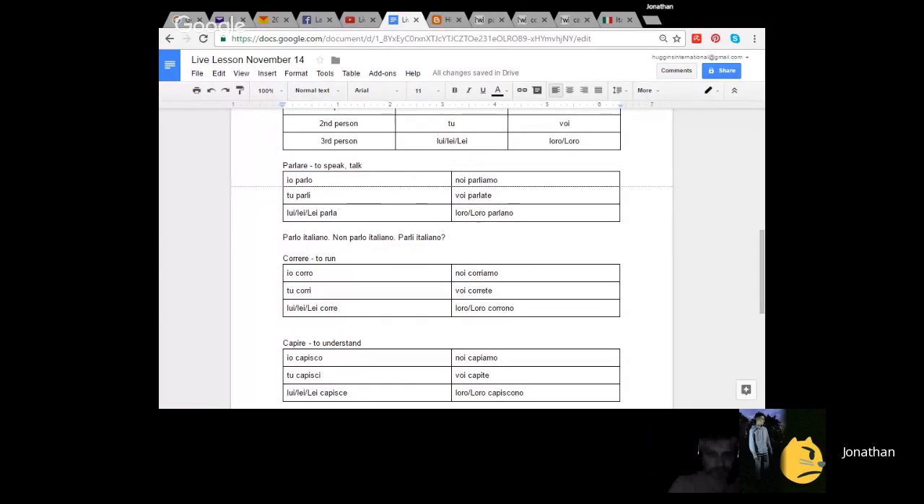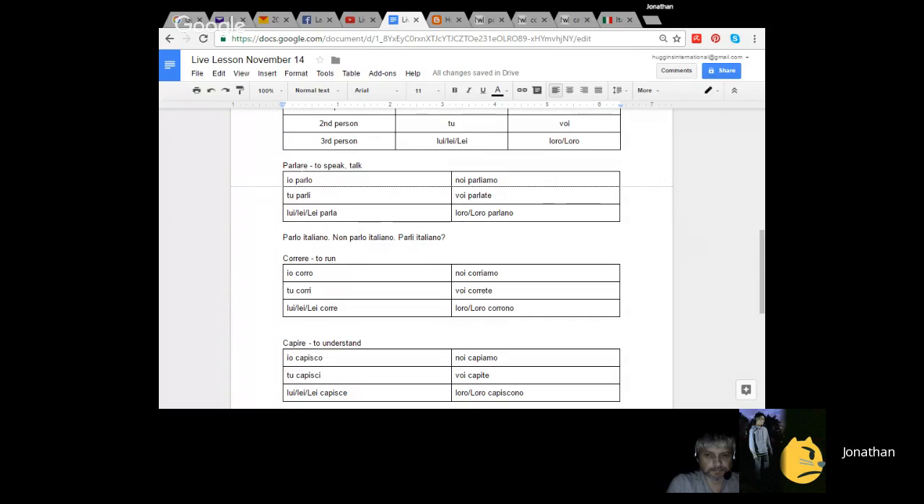So we're going to look at these conjugations for these three basic groups of verbs in Italian. We have, for example, here parlare, which is part of the first group that ends with an ARE ending. We have an example here, correre, which ends with an ERE ending, and capire, which ends with an IRE ending. That means to understand.